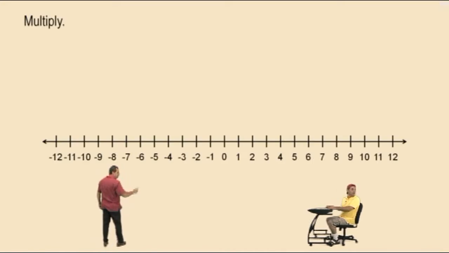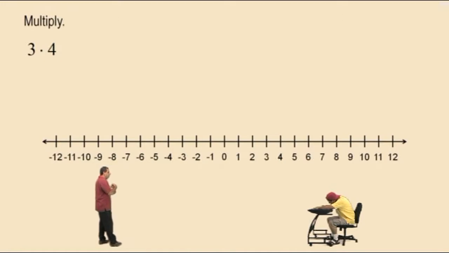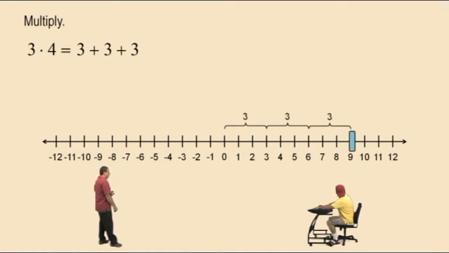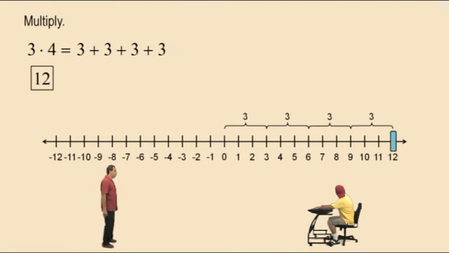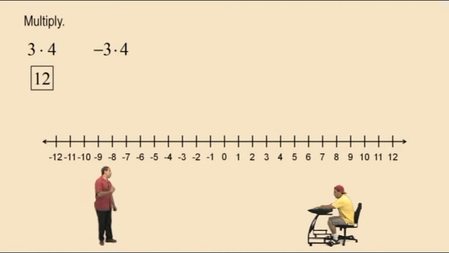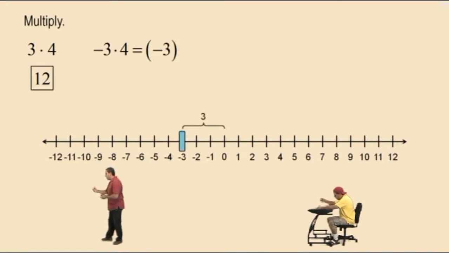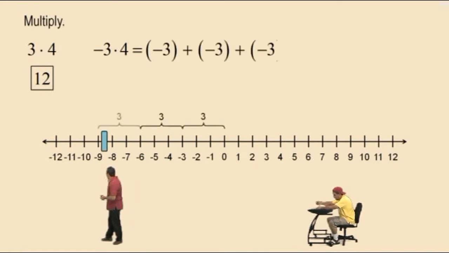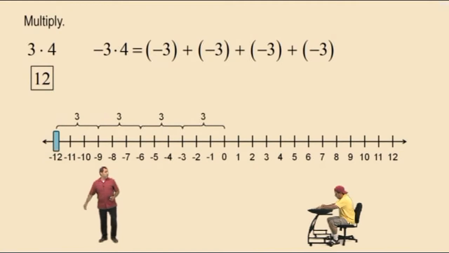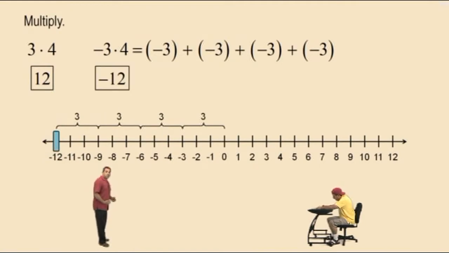Multiply. 3 times 4. Remember, 3 times 4 means 3 plus 3 plus 3 plus 3, which is 12, right? Makes sense? Positive times a positive will always give you a positive. Well, how about negative 3 times 4? This time we're going to add negative 3 plus a negative 3 plus a negative 3 plus a negative 3, and you see our answer is negative 12. Makes sense, because a negative times a positive is negative, right?